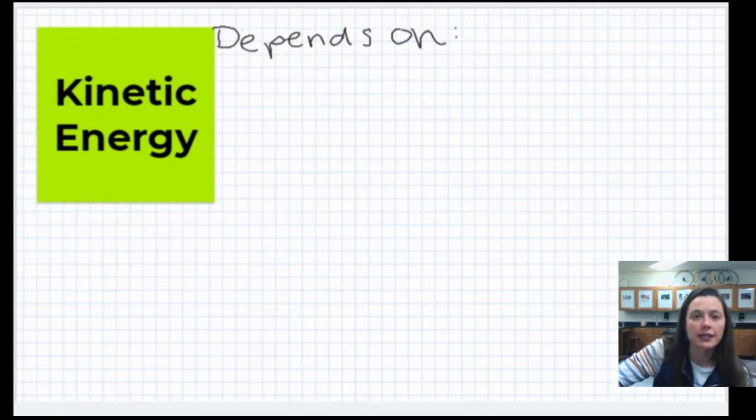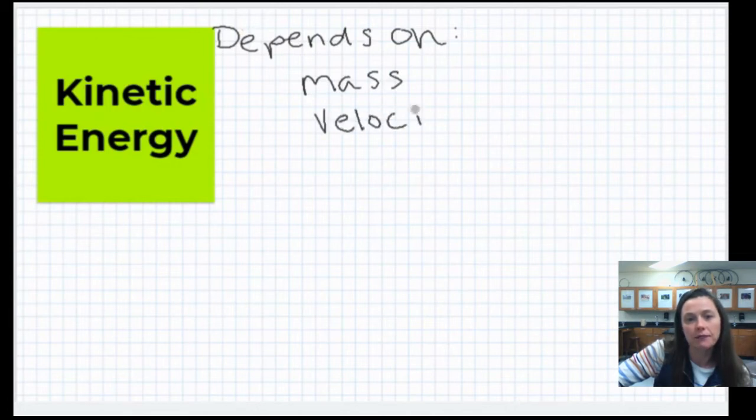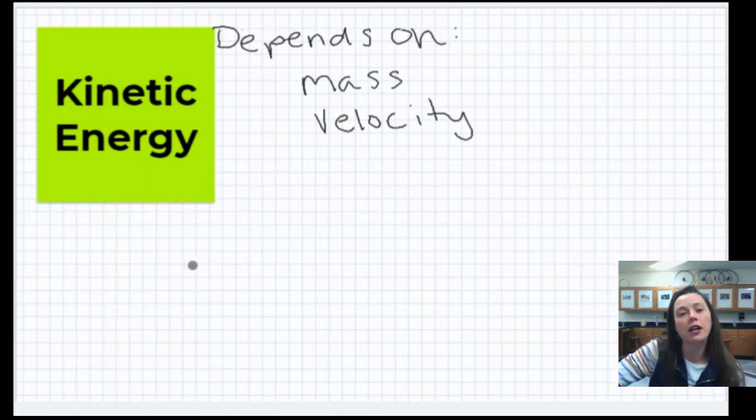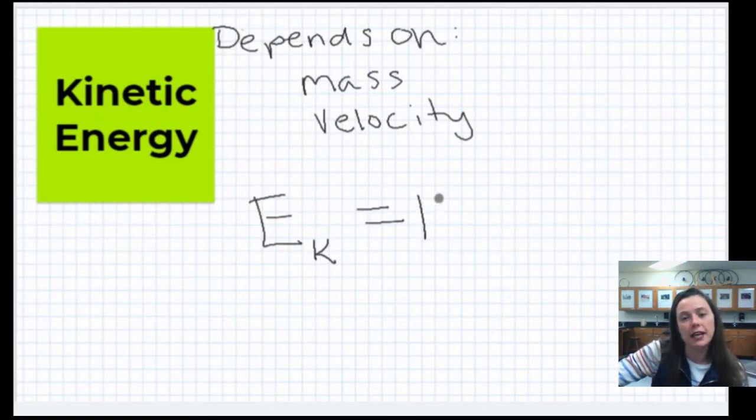Kinetic energy depends on an object's mass and on an object's velocity. The faster something is going, or the bigger it is, the more kinetic energy it will have. In physics, we usually use the notation E with a subscript K to represent kinetic energy. You will sometimes see kinetic energy represented with just a capital letter K.